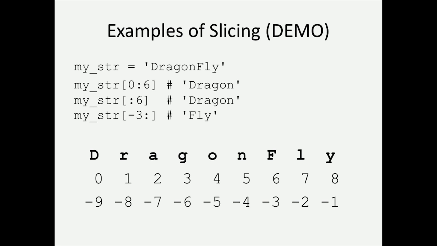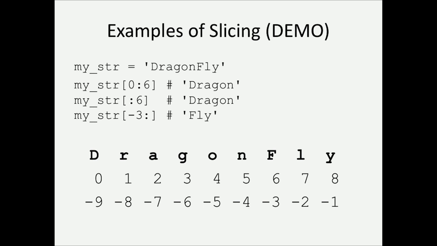So look at the display here. We see that 0 gives you a D. You then get all those letters, but you don't include position 6, which is F, so that gives us dragon. Now, what happens if I exclude the first argument? It's going to start from the beginning of the string, so it's almost as if I put a 0 there, and I get the same result. So :6 gives me the first 6 characters, everything up to but not including position 6, which is actually the 7th character. So again, I get dragon.